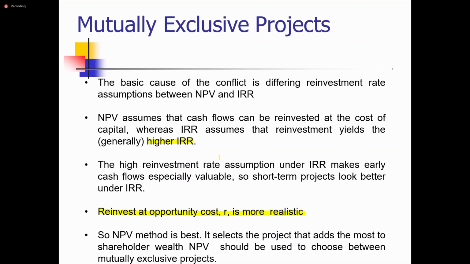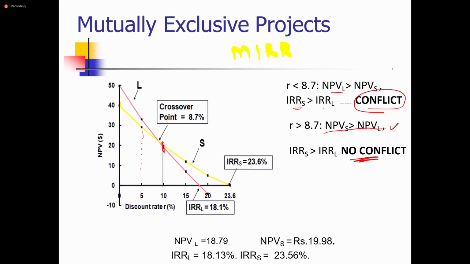So therefore that is the more realistic one. The assumption to reinvest at the IRR is not realistic. Because of these two assumptions, this conflict arises when the cost of capital is less than the crossover rate. But when the cost of capital is greater than this crossover rate, there is no conflict because it's close to the IRR. It's a higher rate. This crossover rate is the point where both projects have the same NPV.